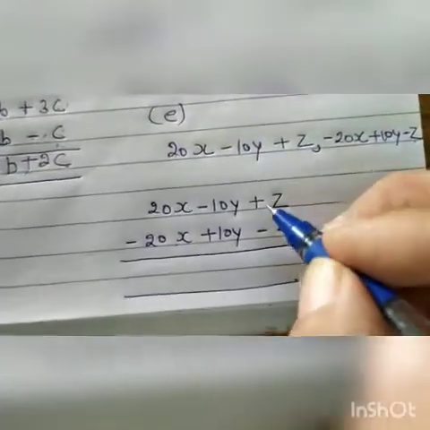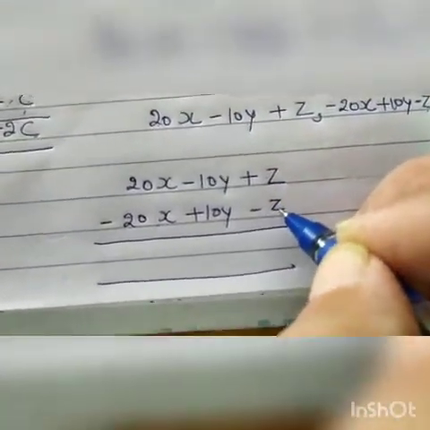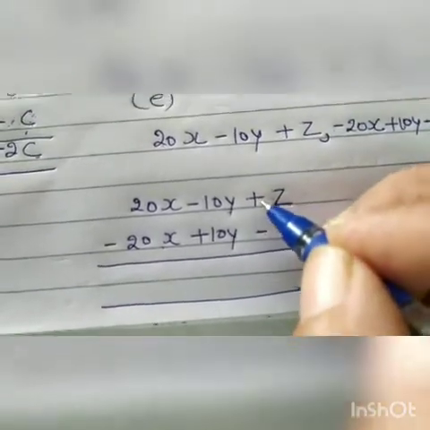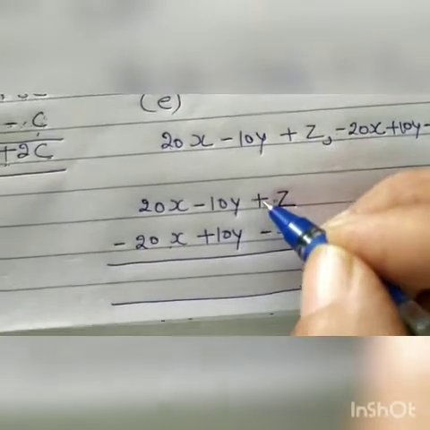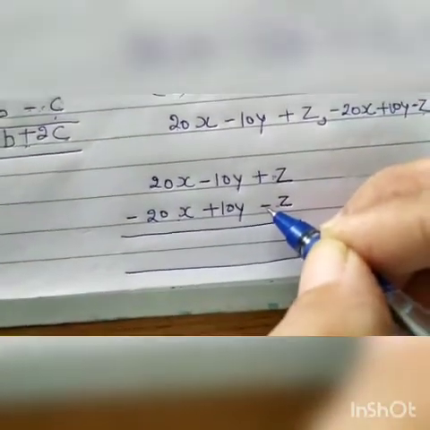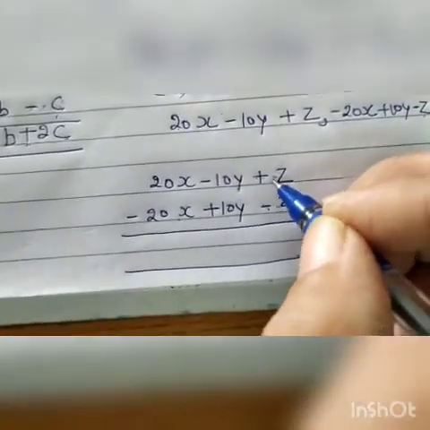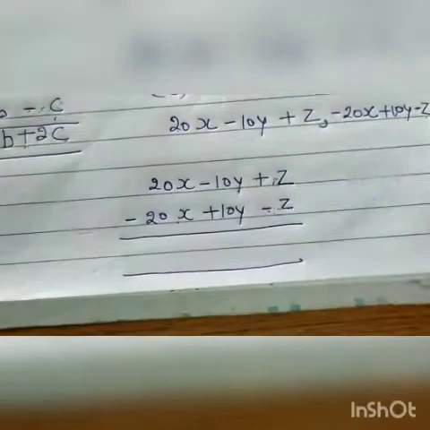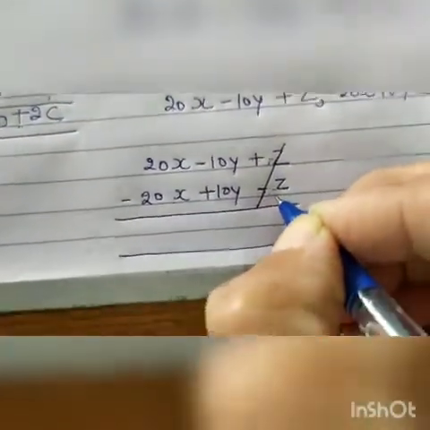Now students see, it is plus 1z and it is minus 1z. This is a plus sign, this is a minus sign. Both the terms are with different signs, plus and minus. And you know, when two terms are with different signs, we subtract. It means we will subtract 1 from 1. 1 minus 1 means 0. And they will be cancelled. Plus z minus z is cancelled.